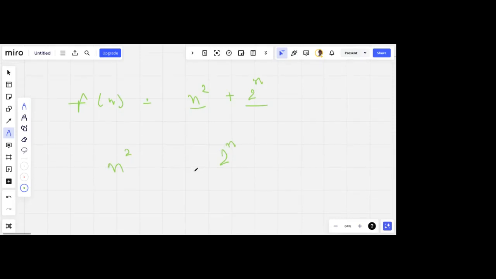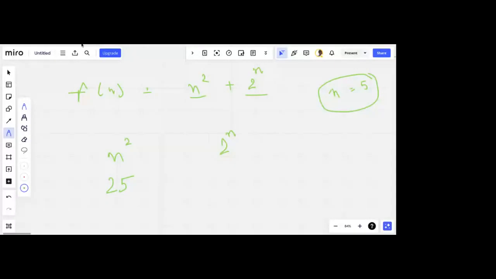Okay, now guys, let's see. Let's take n equal to 5. You don't have to go far. At n equal to 5 only, your answer will be wrong. So what is n square for n equal to 5? It's 25. And what is 2 to the power 5? It's 32.